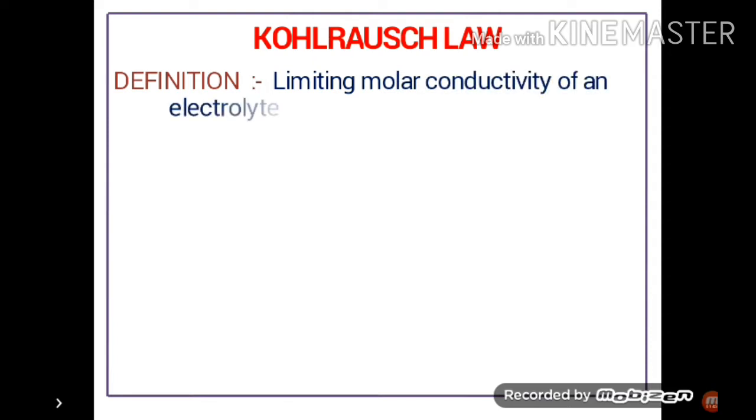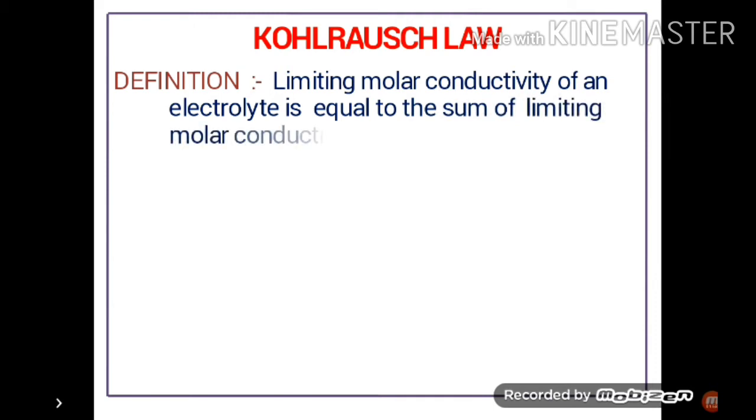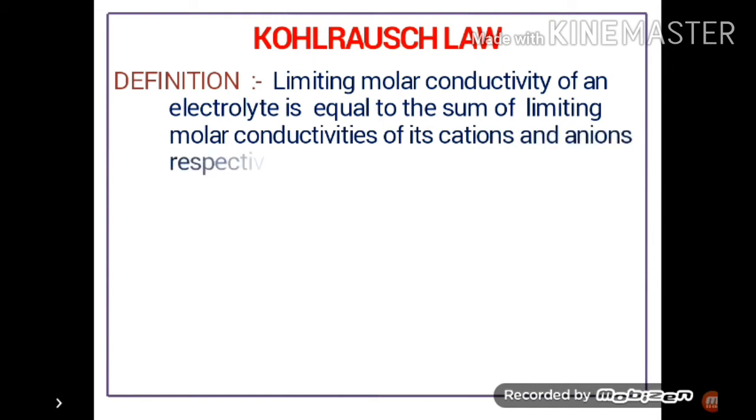So according to the definition of Kohlrausch law, the limiting molar conductivity of an electrolyte is equal to the sum of limiting molar conductivities of cations and anions respectively. It means for an electrolyte, if we want to calculate the limiting molar conductivity, then simply we can find it by adding the conductivities of its anions and cations at infinite dilution.